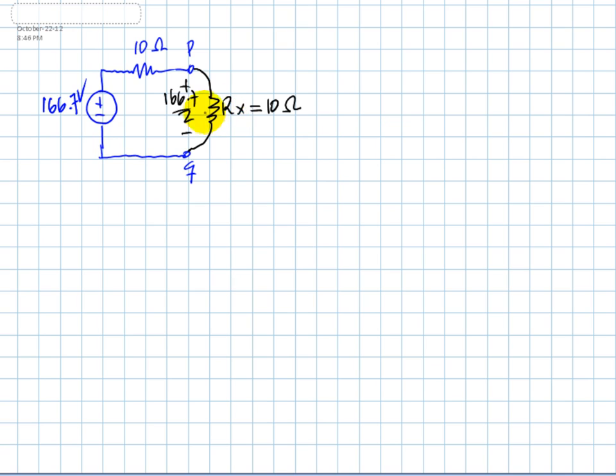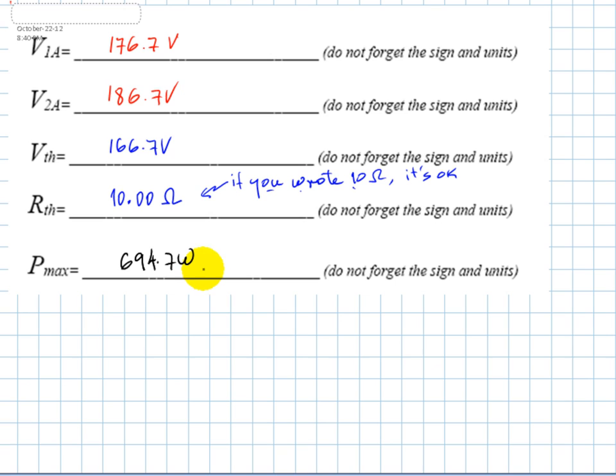And the power is V squared over R. So that maximum power is no other than 166.7 divided by 2, all of that squared, divided by 10 ohms. That is 694.70 watts. That is the maximum power. We write it down, and we're done with question 1.